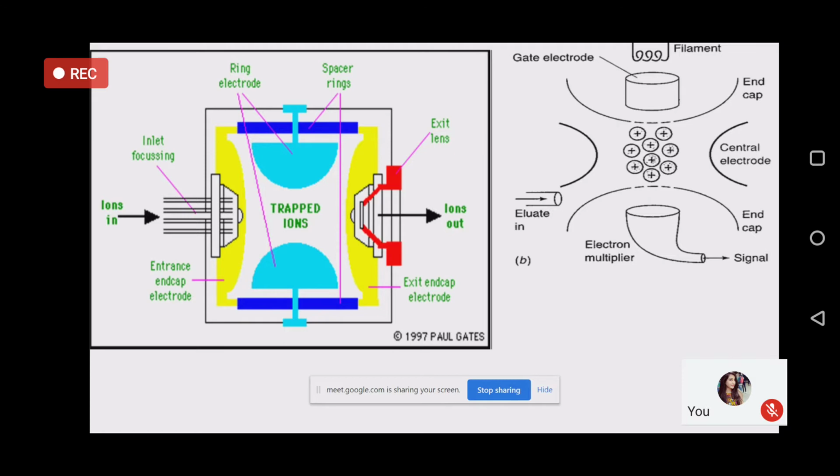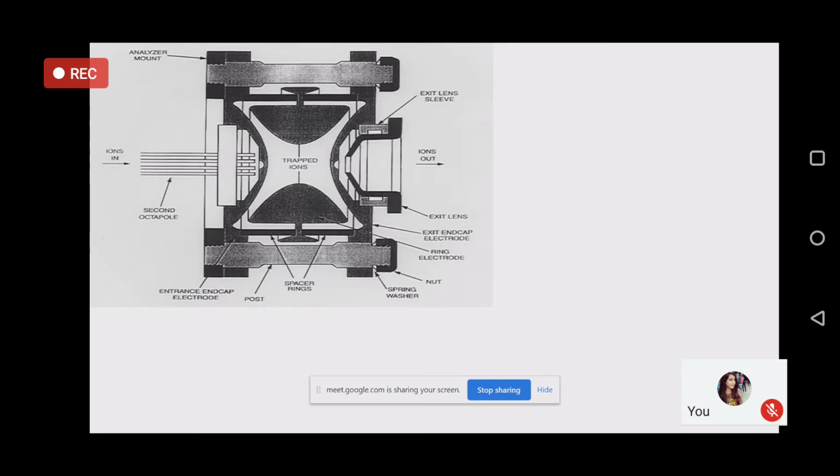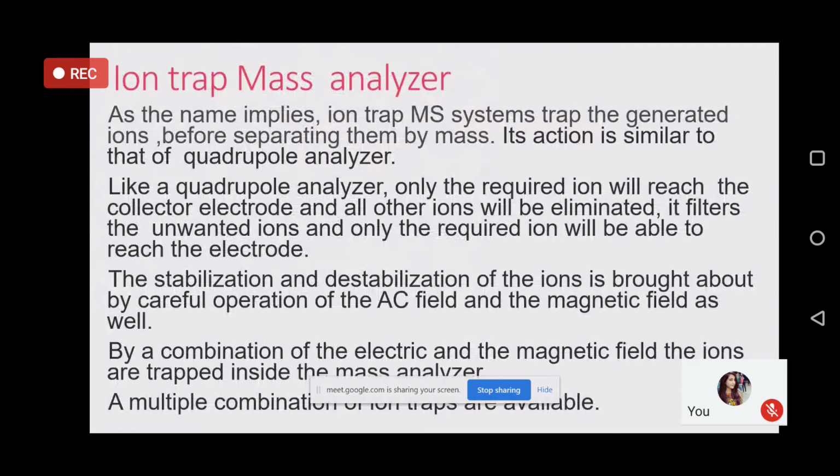And you may wonder from where the ions are coming in. As you can see on the left side of the diagram, you can see the entrance of the ions into the system, or I think the next one also will show you the entrance of the ions into the system. So as the name implies, ion trap mass spectrometer systems trap the generated ions before separating them by mass. Its action is similar to that of a quadrupole analyzer.